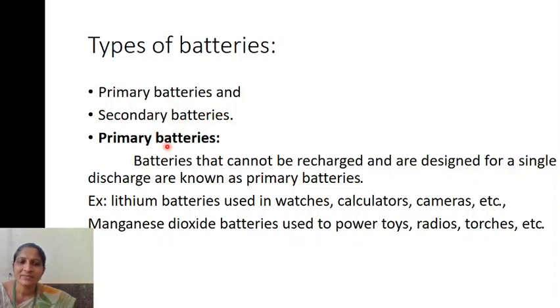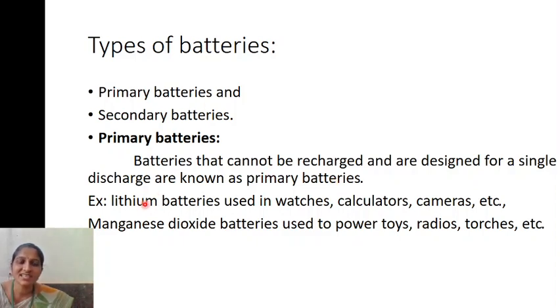Primary batteries are the batteries that cannot be recharged and are designed for a single discharge. So the batteries which are used only for a single charge, that means whenever the charge is over, they are thrown away. They are not recharged again. Those are nothing but the primary batteries.